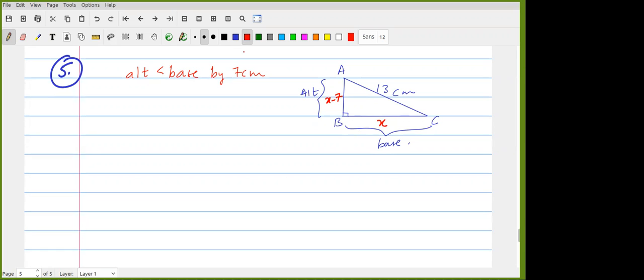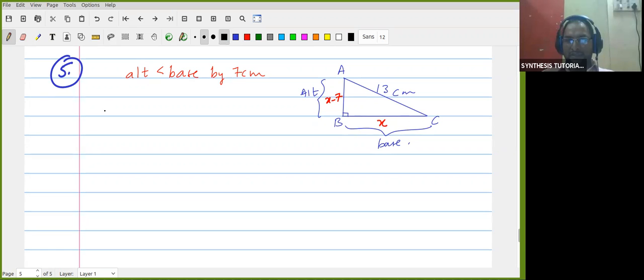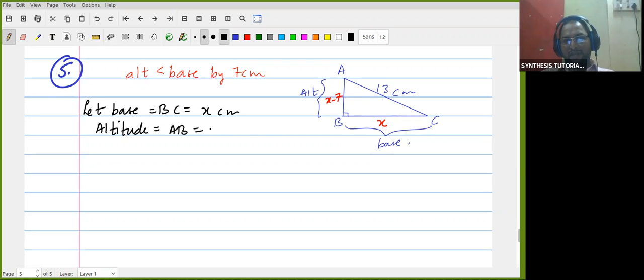Yes, sir. Now let us approach the solution. So we'll say let base, which is here BC, be x centimeter. So altitude AB is x minus 7 centimeter. Yes or no? Right? Now what we know, triangle ABC is a right angle triangle. Actually, I should have written this first. So triangle ABC is a right angle triangle. Yes or no?